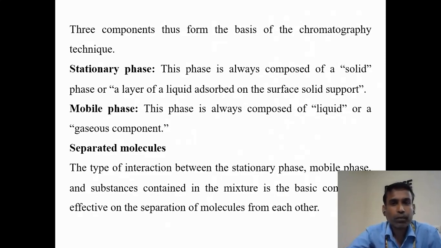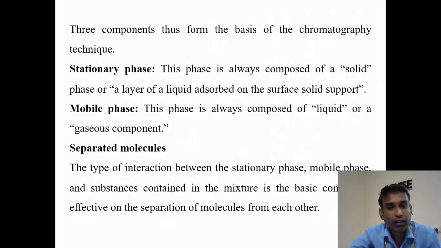So here, generally three components play a very important role in chromatography techniques: the stationary phase, the mobile phase, and the separated molecule. The stationary phase is composed of a solid material or a layer of liquid adsorbed on a solid support material. So it will interact with the molecules present in the food product. The next one is the mobile phase. This phase is always composed of a liquid or a gaseous component. It is helpful for separating the molecules present in the given sample with the help of molecular weight as well as polarity. Next one is the separated molecule.